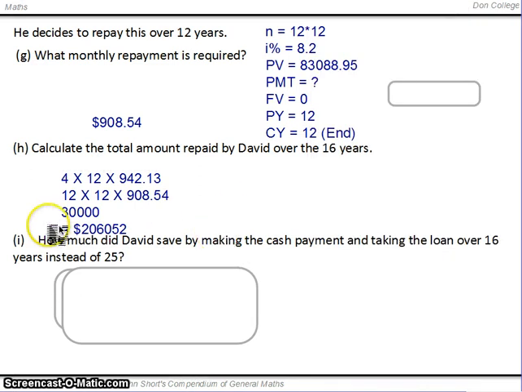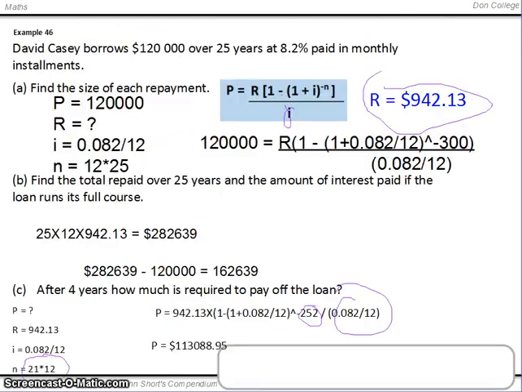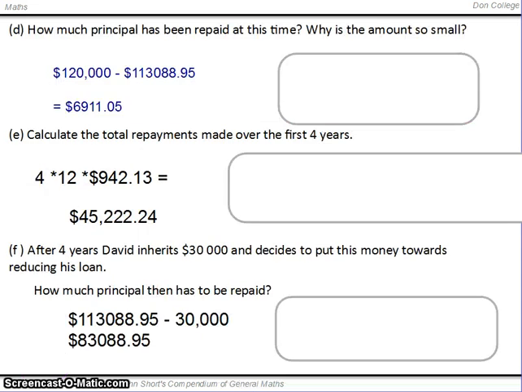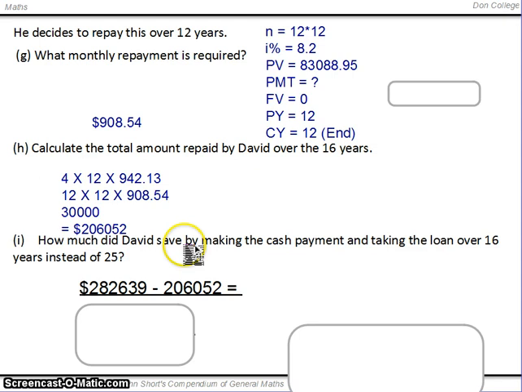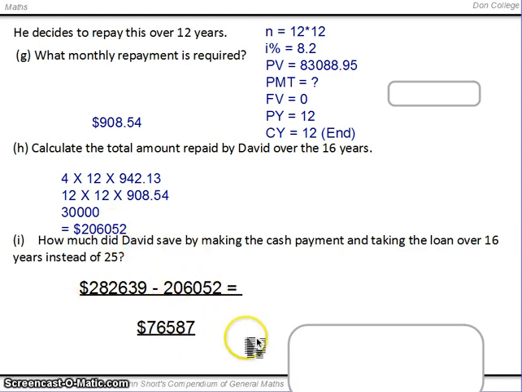Now, if we compare that to what he originally was going to pay back, he was originally going to pay back $282,639. That's if he just paid back 25 years, 12 repayments a year at $942. So it's $282,639 minus, so we're looking for the difference. How much has he saved? Minus the $206,052 he paid that way. He saved $76,000. So by making that cash injection of $30,000 and by repaying it faster over 12 years, he saved $76,587.